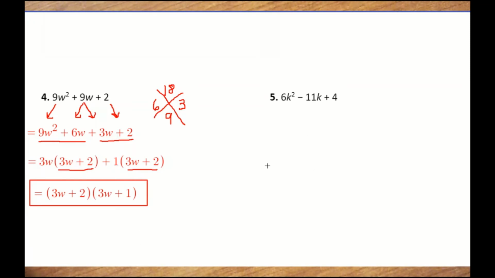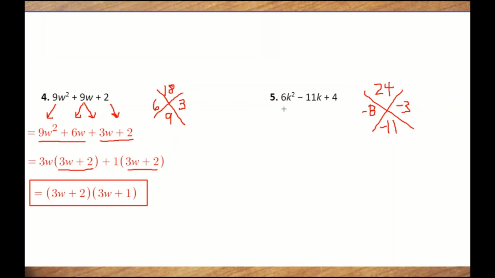On number 5, same process here. So I'm going to make my big X. I'm going to put 24 on top because that's 6 times 4. And I'm going to put a negative 11 on the bottom. And I'm looking for two numbers that multiply to give me 24 and add up to negative 11. So they both have to be negative to make that combination work. So let's think about this. I think what we're going to go with here is negative 8 and negative 3.